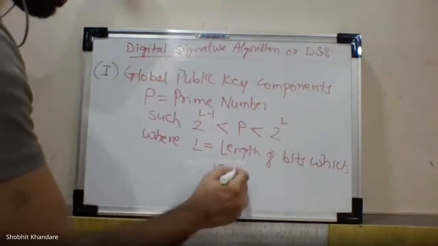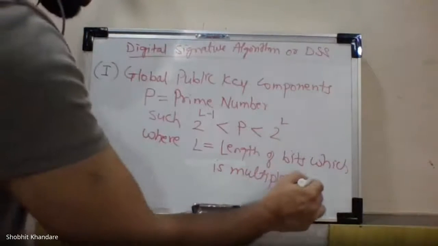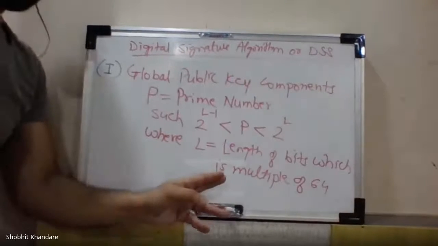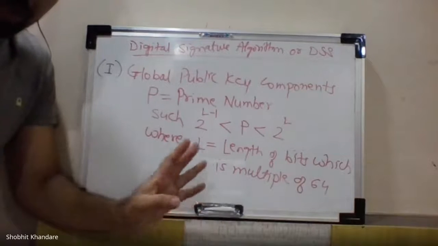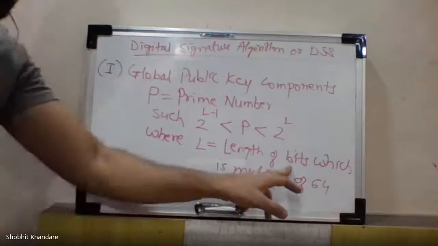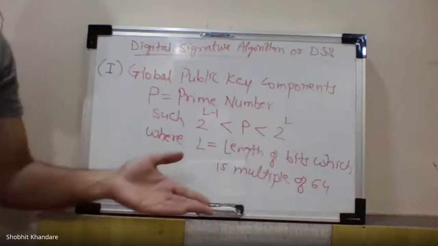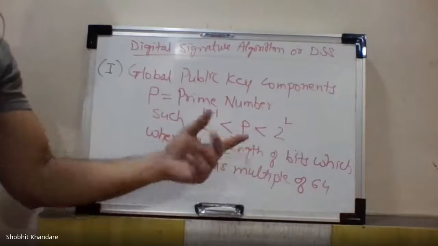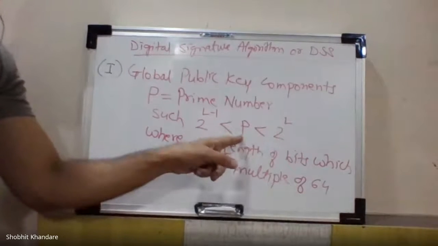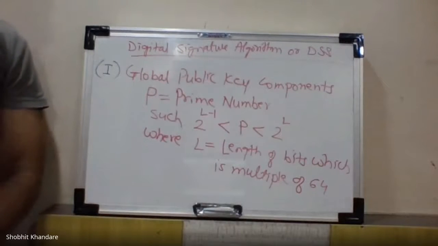L is a length of bits which is a multiple of 64. We do not have problems based on this, so we are just understanding the algorithm. So here capital L stands for the length of bits, which is a multiple of 64, and your p value should be in the range of 2 to the power of L minus 1 and 2 to the power of L, and p should be a prime number. So this is regarding the p.